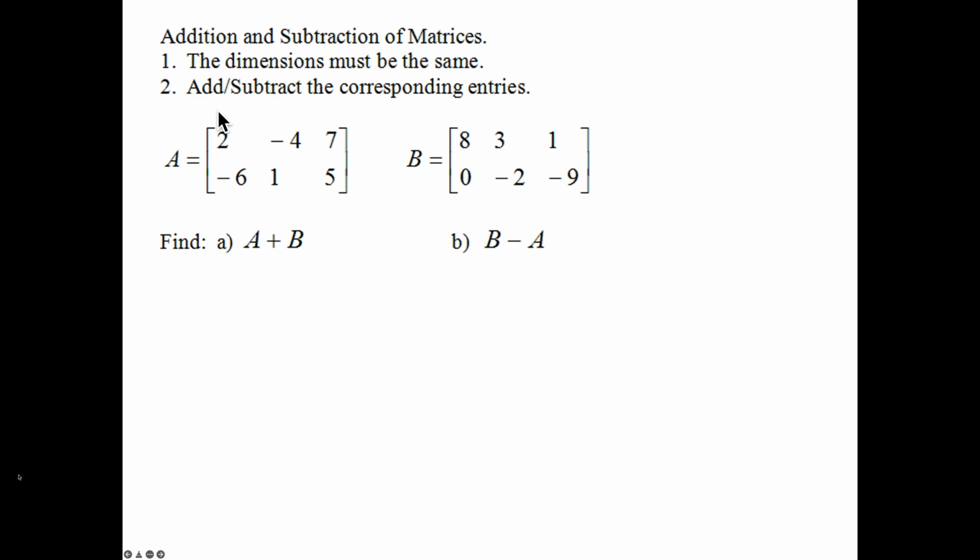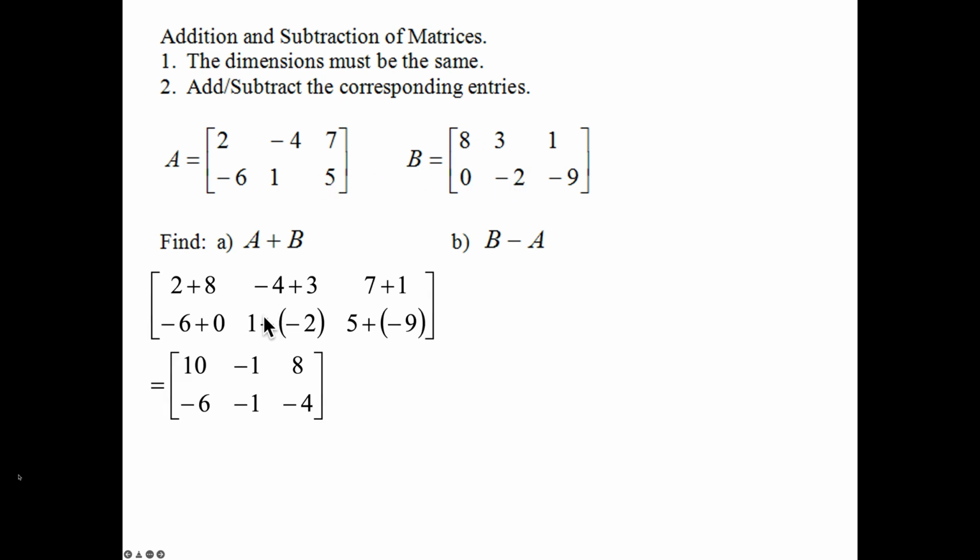All right, adding and subtracting of matrices. Again, the dimensions must be the same, and you will add or subtract the corresponding entries. So if I wanted to go A plus B, you will have a 2 by 3 plus a 2 by 3. Your answer is going to be 2 by 3, and you just add corresponding entries. 2 plus 8, negative 4 plus 3. 7 plus 1, negative 6 plus 0, 1 plus negative 2, 5 plus negative 9. Crunch the numbers, there's your answer.